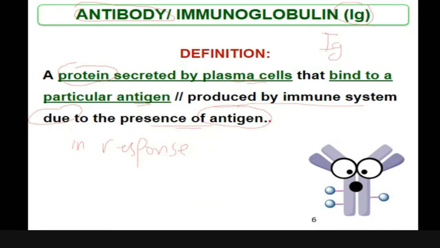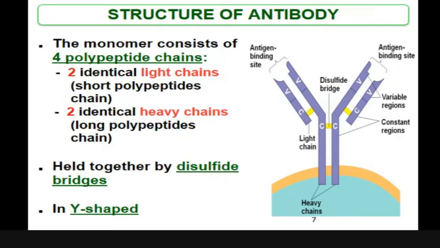So what is antigen? Antigen is any substance produced by pathogen. So pathogen, any virus, bacteria or any microorganism that invades our body releases any substances that is called antigen. And usually antigen is on the surface of the microorganism itself.